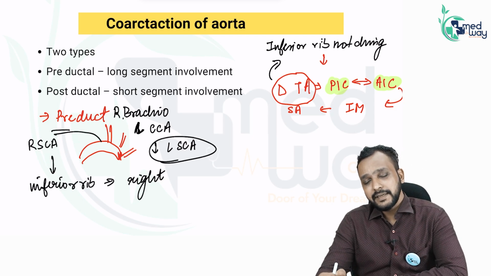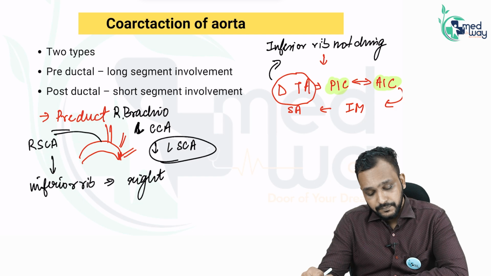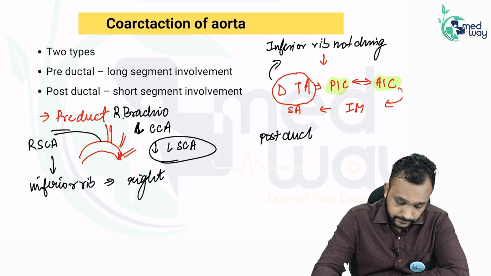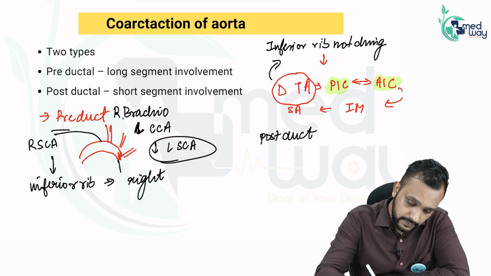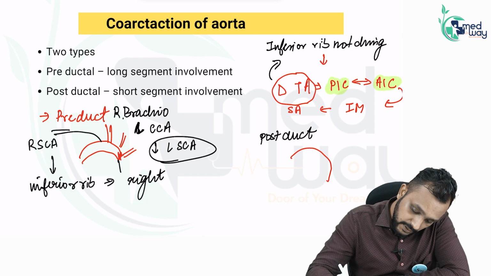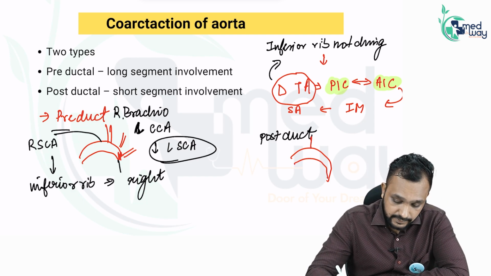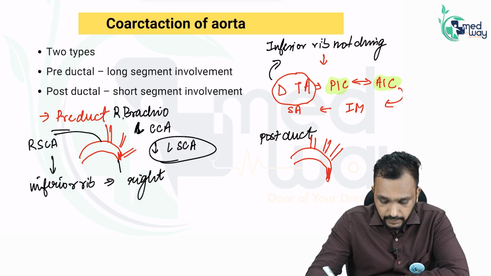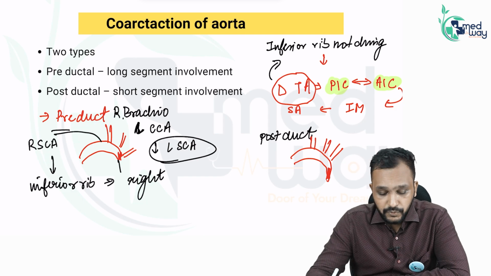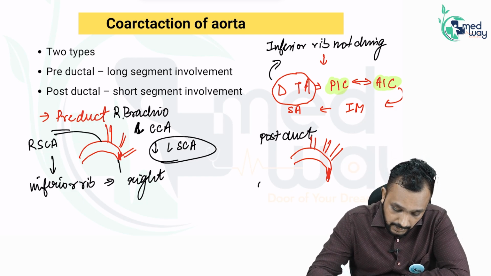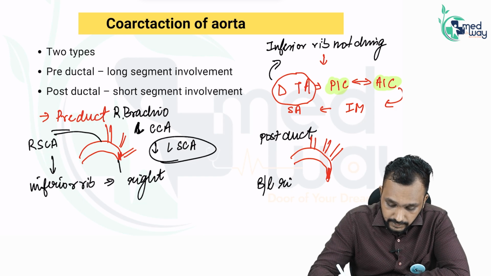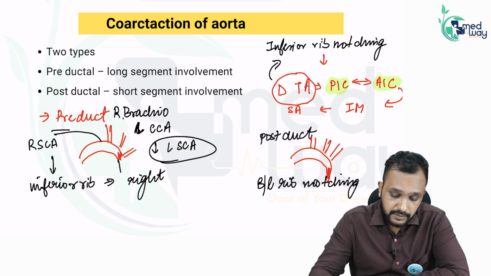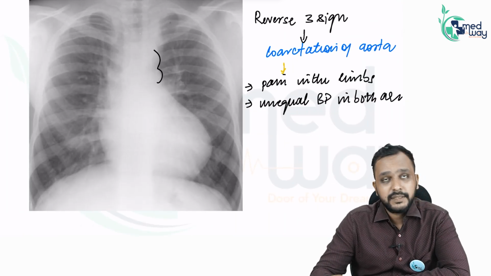because in the left subclavian artery also there is decreased blood flow, whereas in postductal type the stenosis is beyond the origin of the three great vessels, that is right brachiocephalic, left common carotid and left subclavian. So, in postductal variety you will see bilateral inferior rib notching. This is another very important difference between the pre and postductal type.